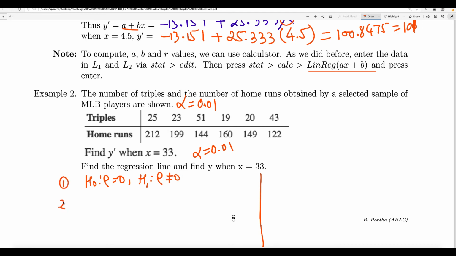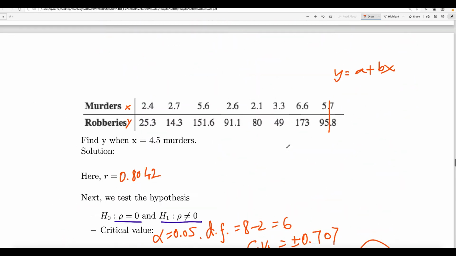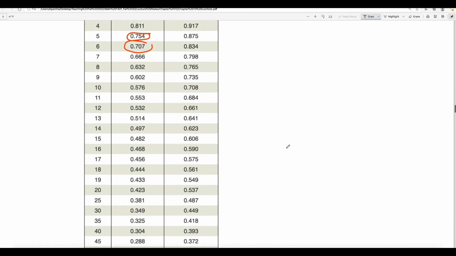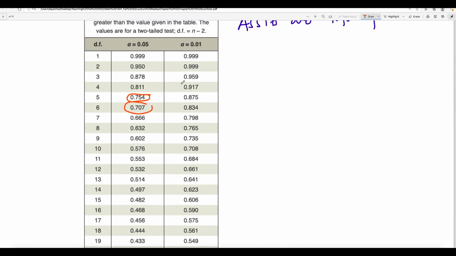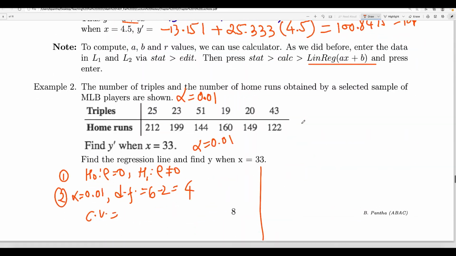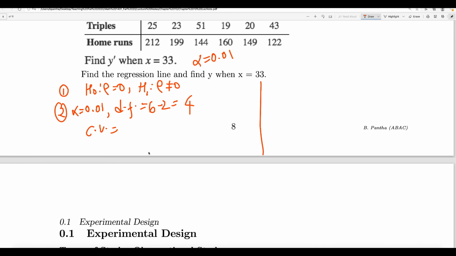So that is number 1. Number 2, alpha is 0.01. What is the degrees of freedom? Is 1, 2, 3, 4, 5, 6. So degrees of freedom is 6 minus 2, that is 4 degrees of freedom. Now how do I find the critical value? We need to look at the table, right? So look at the table with 4 degrees of freedom and 0.01. Okay guys, 0.01, 4 degrees of freedom is 0.917. So we do plus minus, the critical value is 0.917.